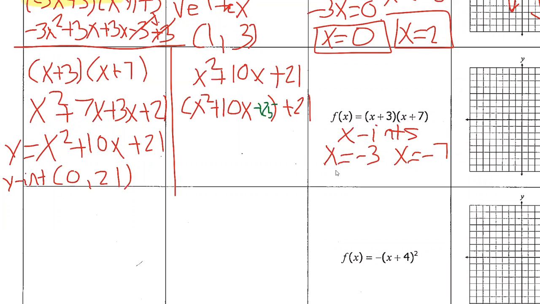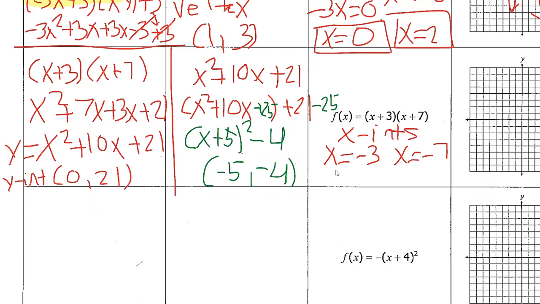And then you do the opposite on the outside. So this would really be (x plus 5) squared. And then 21 minus 25 would be -4. So my vertex would be -5, -4.